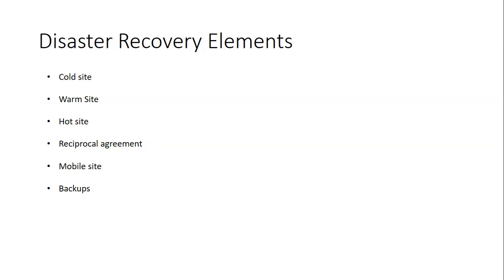Then we have what is called maximum allowable downtime. Maximum allowable downtime is the amount of time that a system can be down without affecting the existence of the organization. Then we have what is called allowable interruption window. It is the amount of time that services can run from an alternate site before operation is restored to the primary facility. So these are some disaster recovery elements.